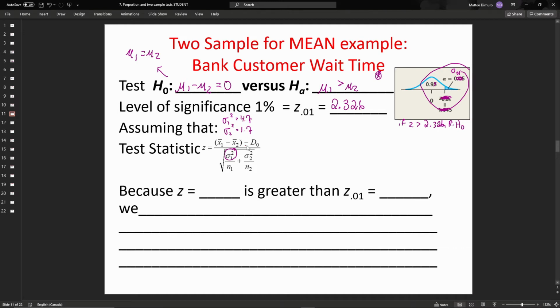The D0 factor is 0, right? So that's gone. And now we can go ahead and plug in our numbers. So remember, x bar 1 or mu1 was 8.79.